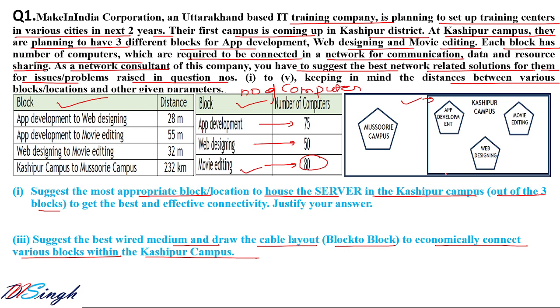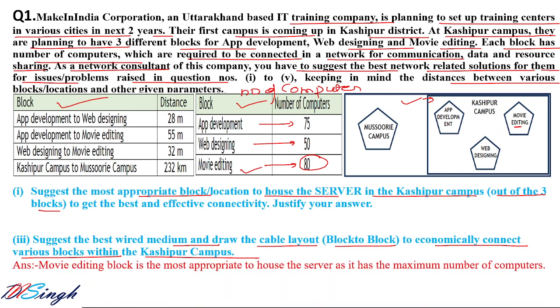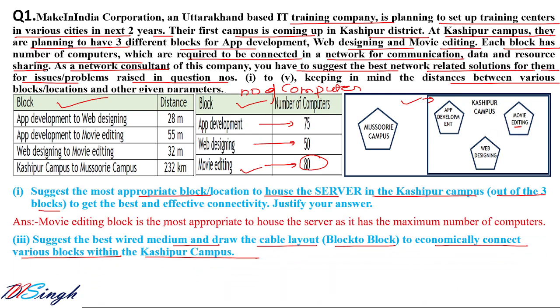So if the maximum number of computers are in movie editing, then the maximum number of requests are to be generated from that part only. We assume like that. So we place the server in the movie editing block. It is the most appropriate place to house the server as it has the maximum number of computers, because the maximum number of computers are going to generate the maximum number of requests to the server. Now they are asking for the cable layout.